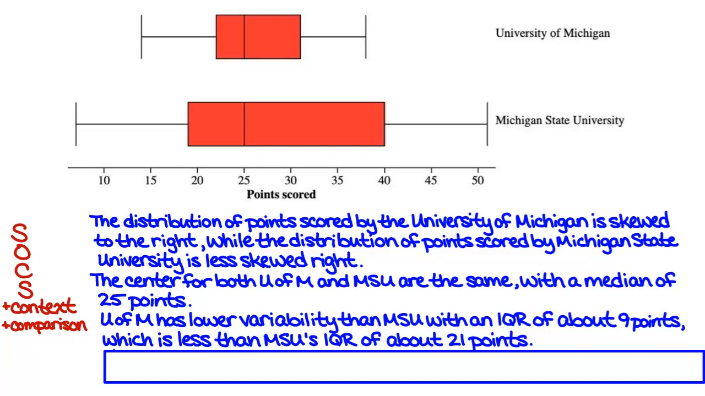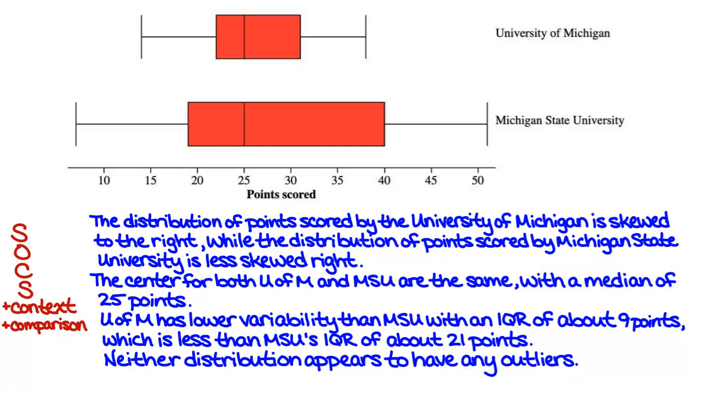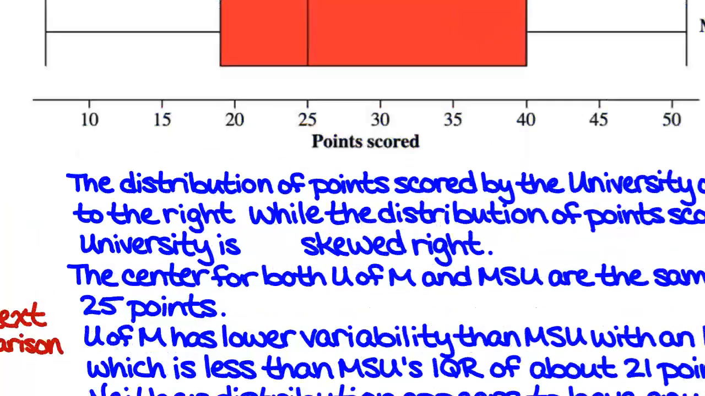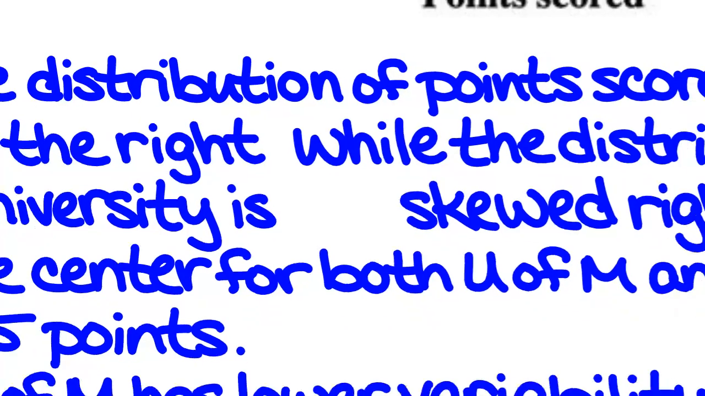Do either of these distributions have outliers? No. How do we know? Yep. There's no little asterisks here. Neither distribution appears to have any outliers. I'm going to change that one word because that's bothering me. I want this to say more instead of less. All right, nicely done.